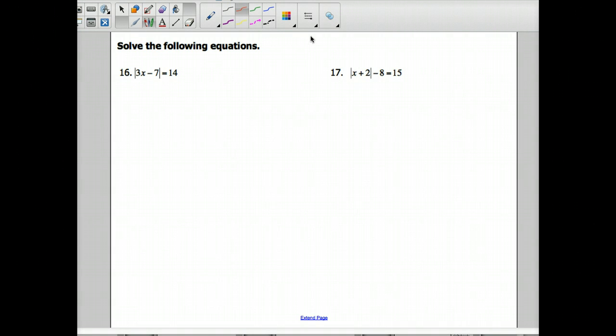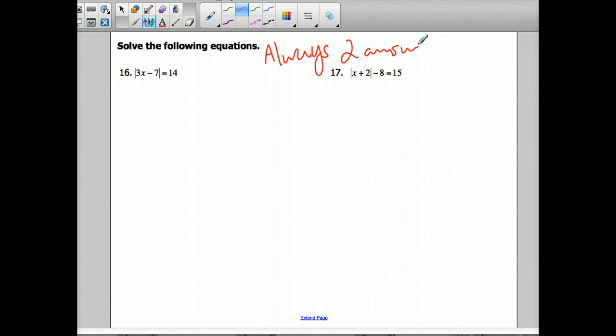Alright, so absolute value equations. Now remember, there's always two answers, unless it works out that sometimes x is 0 and there's only one answer. But it's pretty much always two answers. And first what you've got to do is isolate the absolute value, and then you split it into two equations and then solve both. Alright, you're going to have to do this later in the course with inequalities, and there's definitely going to be one or both of these kinds of questions on the test.